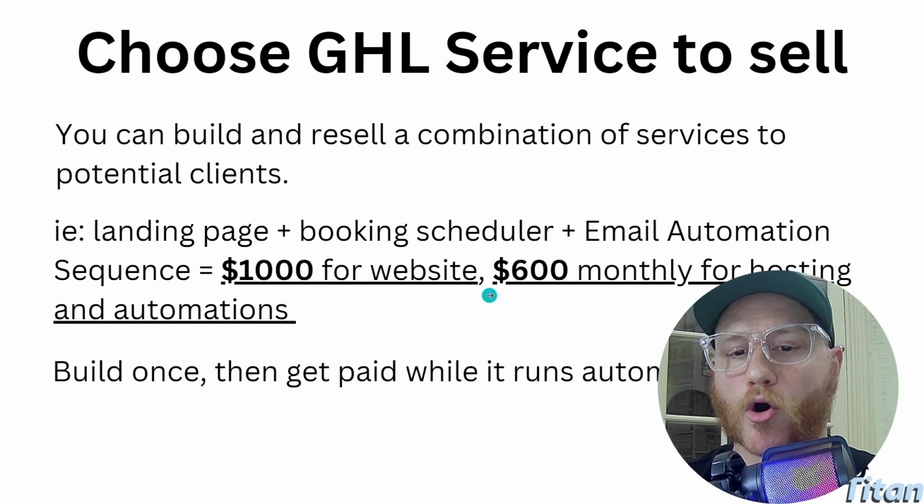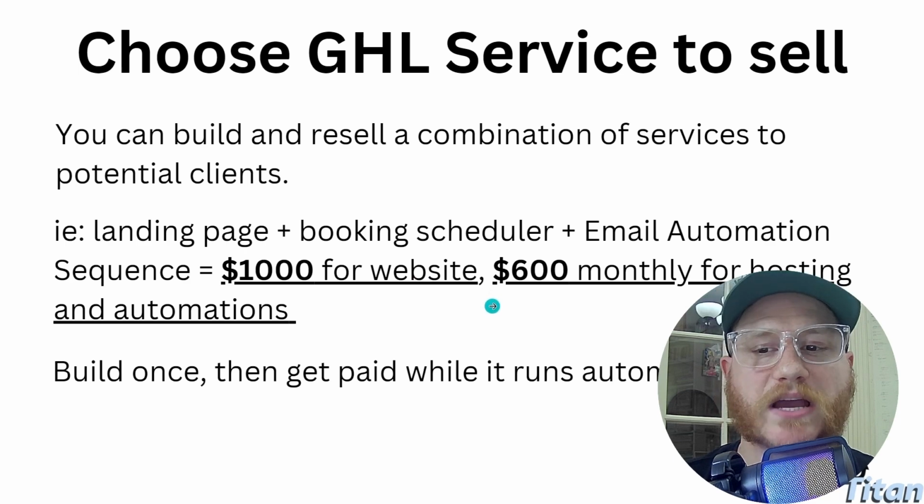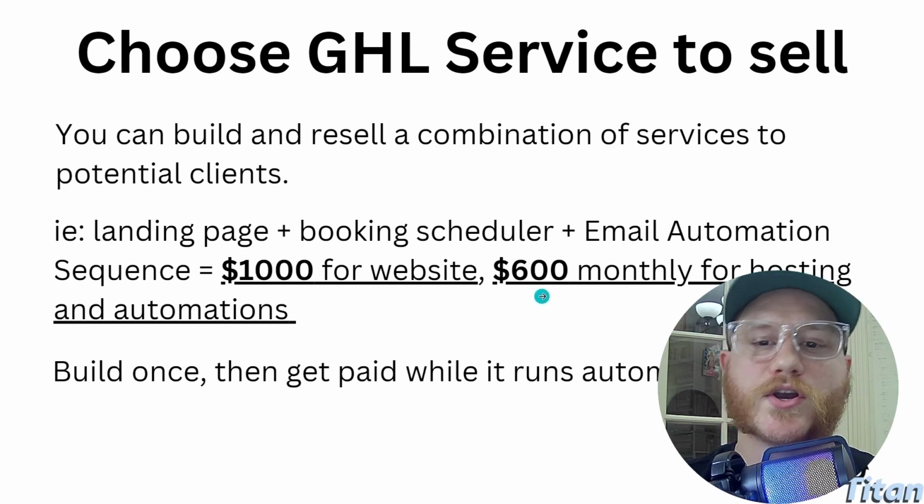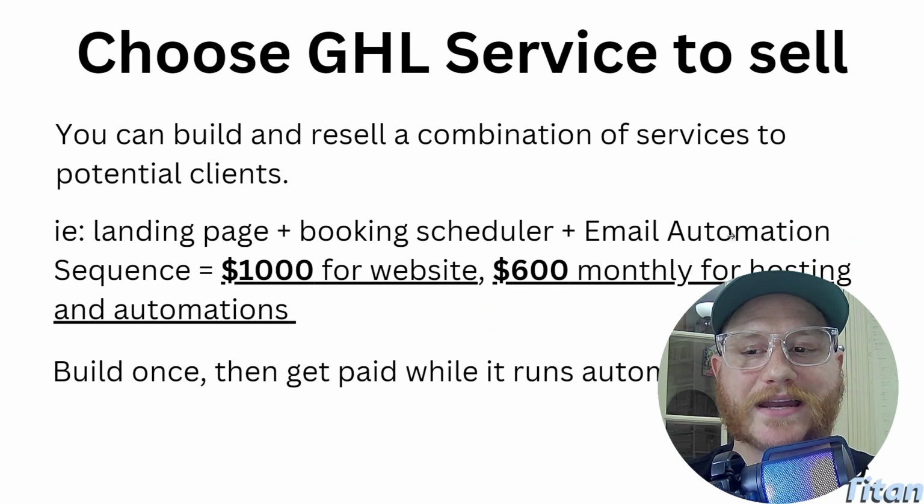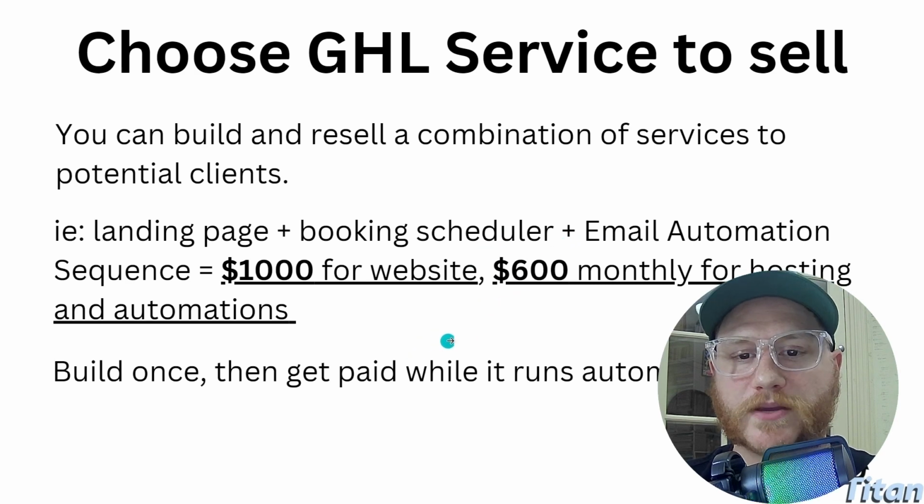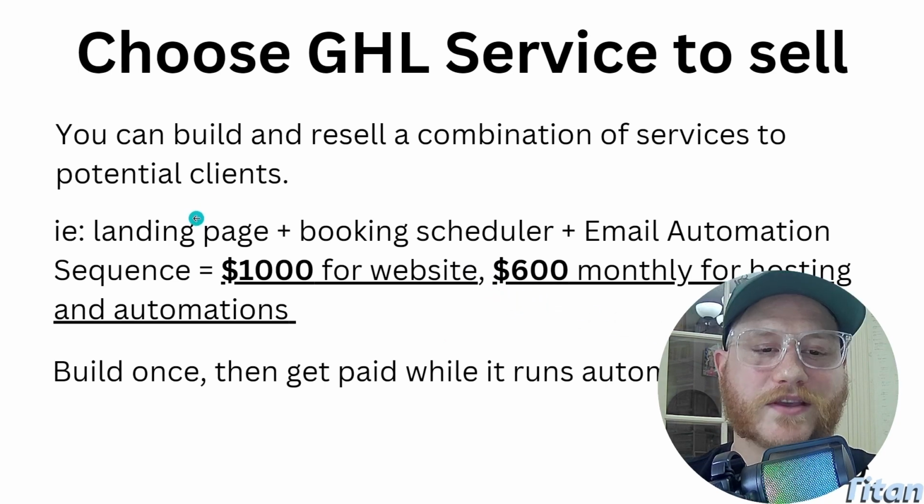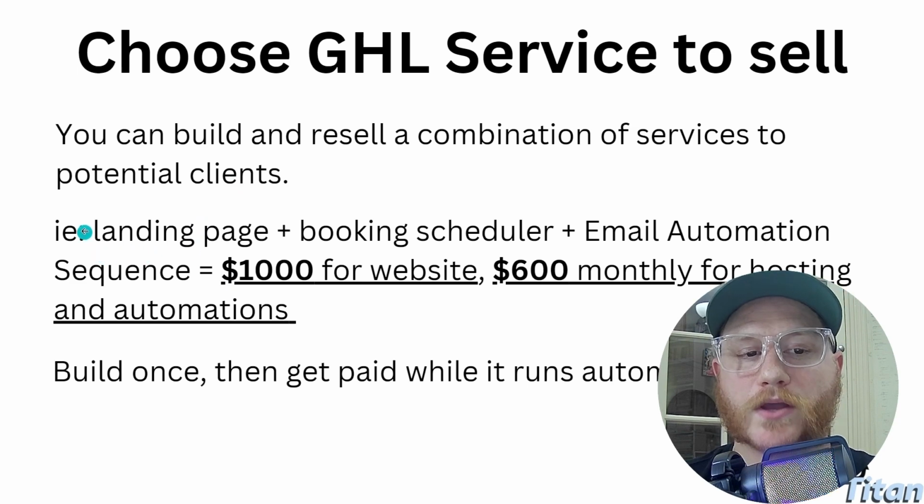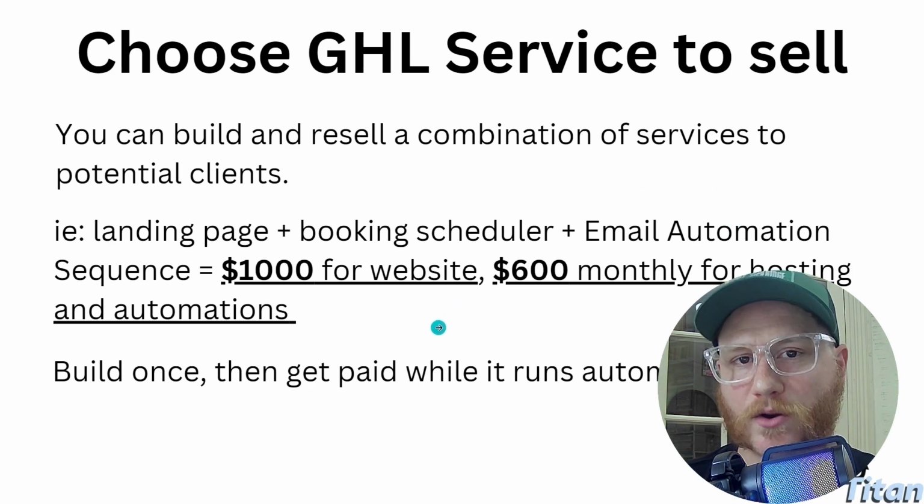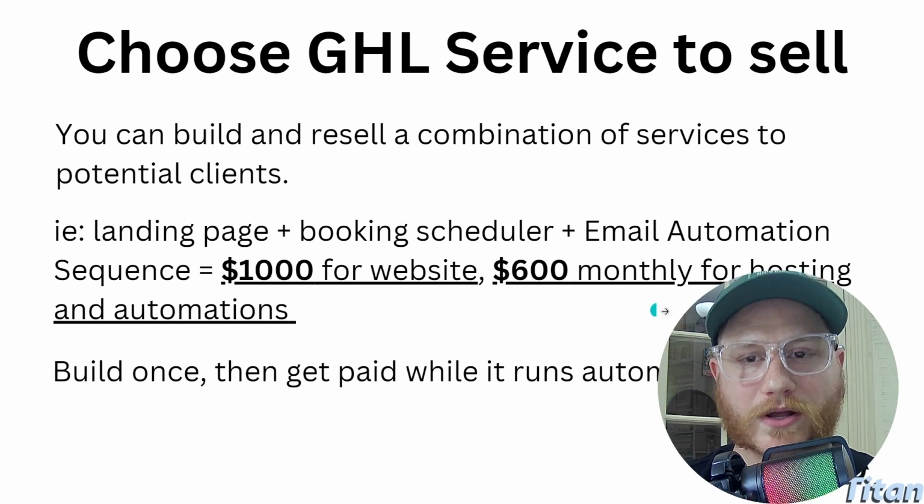Now, I would always suggest to bake in some type of monthly recurring revenue into this. So if you're going to be doing any type of hosting for them, for example, giving them the website and then running the email automations, I would definitely charge somewhere from $600 to $1,000, depending on the functionality that you give them. This is going to go ahead and get a company started with landing clients and nurturing those clients. The great part about GoHighLevel and these services that we're selling is that you build it once and then you get paid while it runs automatically.